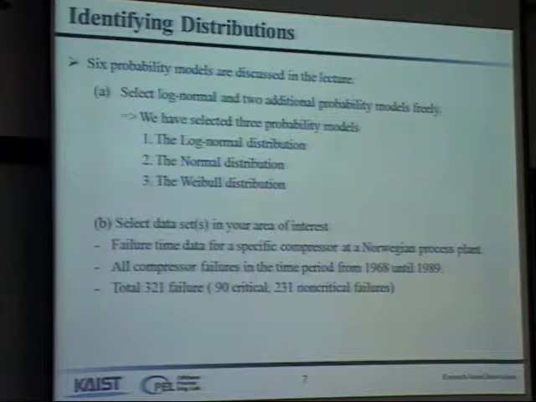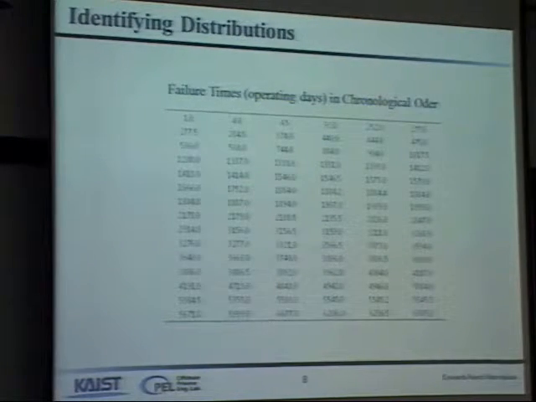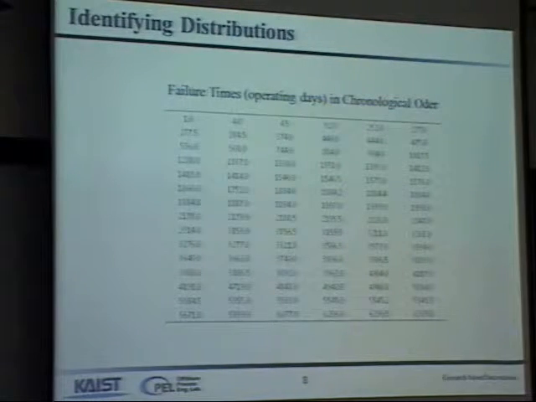In this period, a total of 321 failures occurred. Among these failures, 19 were critical failures and 231 were non-critical failures. A critical failure is defined to be a failure causing compressor downtime. Non-critical failures may be corrected without having to close down the compressor. This is the critical failure times in chronological order.